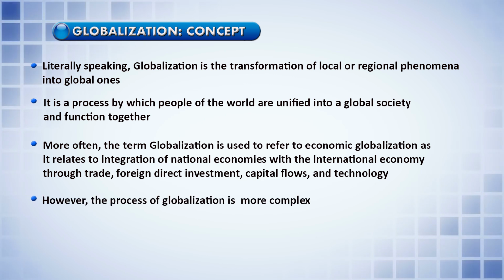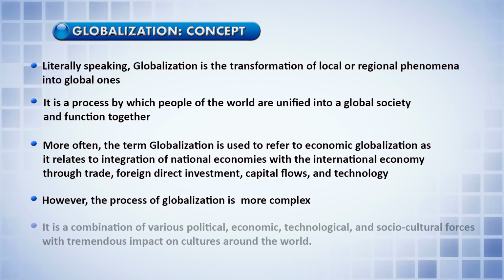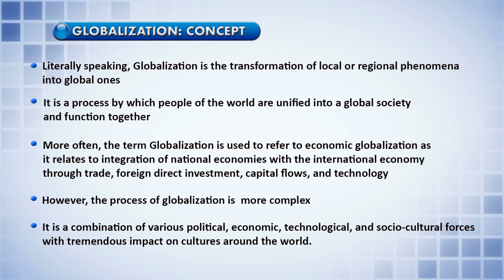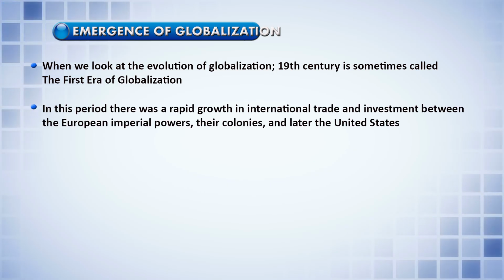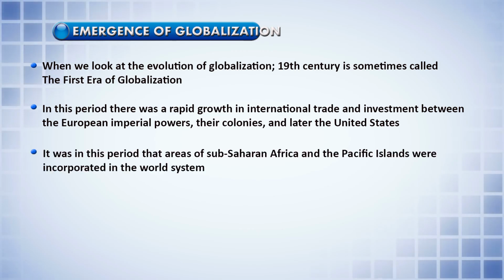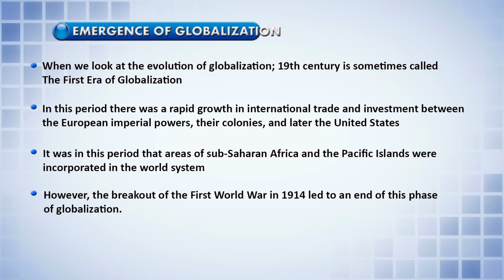However, the process of globalization is far more complex. It is a combination of various political, economic, technological and socio-cultural forces which have tremendous impact on the cultures across the world. When we look at the evolution of globalization, the 19th century is sometimes called the first era of globalization. In this period, there was a rapid growth in international trade and investment between the European imperial powers, their colonies, and later the United States. It was in this period that areas of sub-Saharan Africa and the Pacific Islands were incorporated in the world system. However, the breakout of the First World War in 1914 led to an end of this phase of globalization.